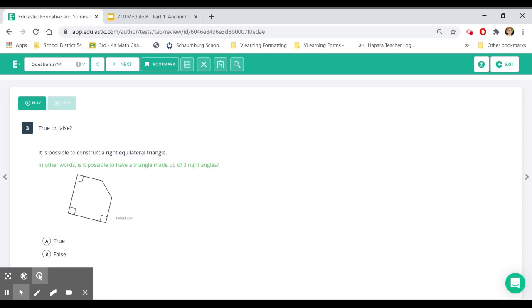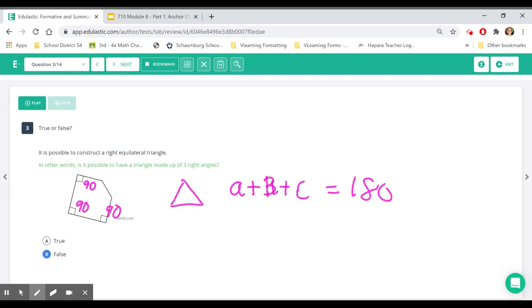True or false? Is it possible to construct a right equilateral triangle? In other words, is it possible to have a triangle made up of 3 right angles? This is impossible, so this is false. Because if you have 3 right angles, that's 90, 90, 90, and the max for a triangle is 180.